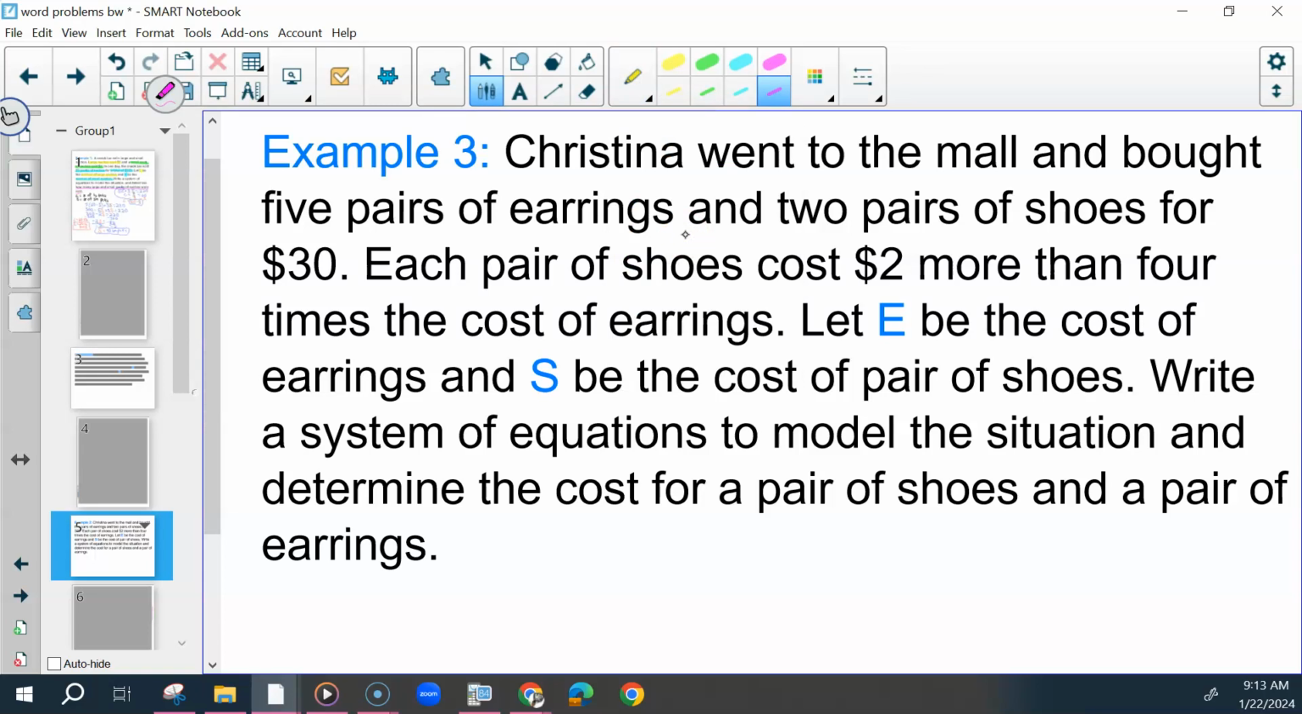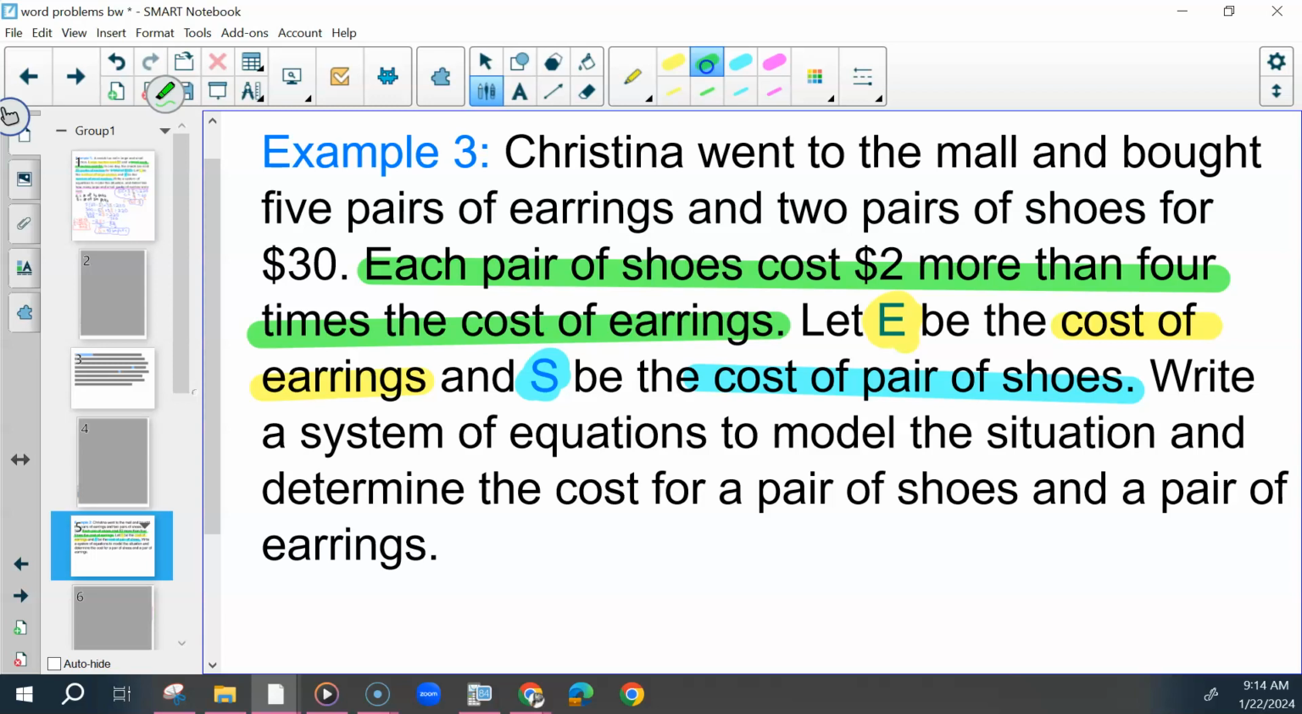What's important there? E and S. E being the cost of earrings, and S being the cost of a pair of shoes. Each pair of shoes costs 2 more than 4 times the cost of earrings. That entire sentence. Anything else? $30 is important. Anything else? 2 pairs of shoes.